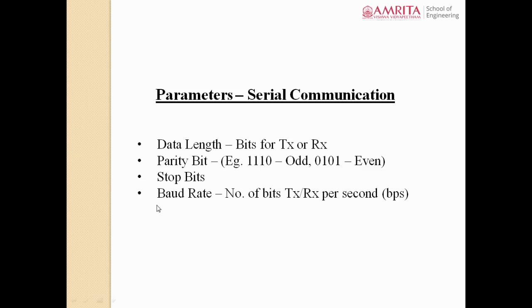And the last configuration you need to do is the baud rate. Baud rate means how many bits you are going to transmit or receive per second. This decides the speed at which you are performing the serial transmission, and the unit is bits per second. By default the baud rate will be 9600 bits per second. So these are the 4 parameters you need to configure in the case of serial communication.